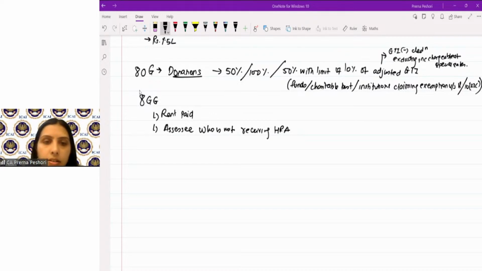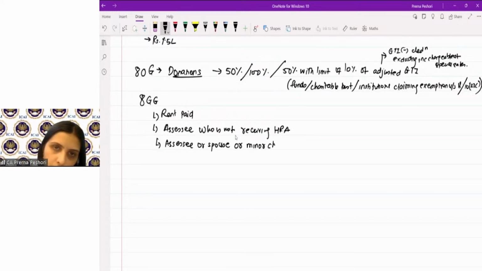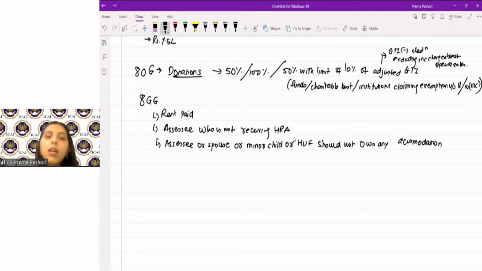Then in that case, the accommodation should be occupied by him for his own residence, and here the condition is that the assessee or his spouse or minor child or the HUF of which he is a member should not own any accommodation at the place where he ordinarily resides, or works as an employee or carries on his business or profession.